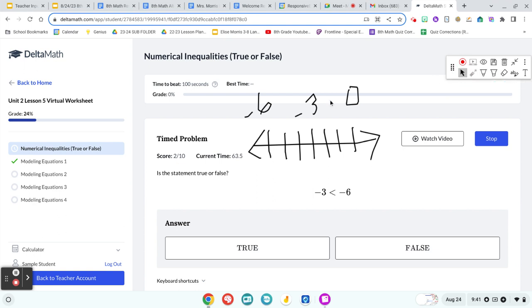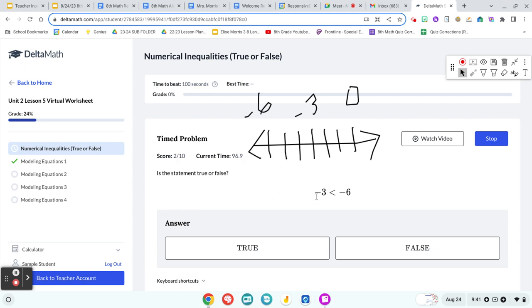Okay, with negatives, I like to think about money just because money makes a lot of sense to us. Let me rephrase that. I think that that's going to confuse you. If I owe $3 or if I owe $6, what would be a better scenario? You would not want to owe $6, right? That would not be good. And so -6 would be worse than -3.